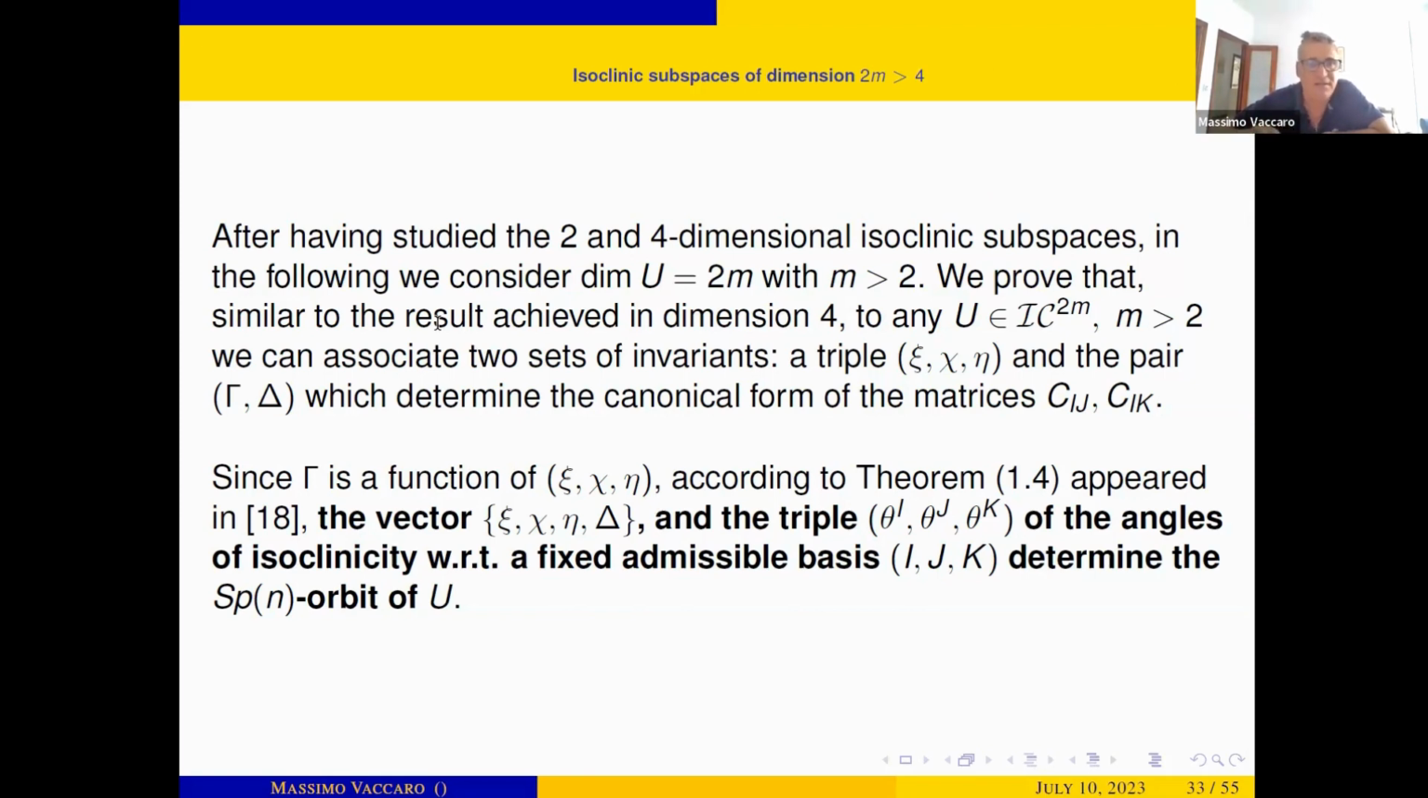So gamma is a function, as it was before, of K, C, K, and eta. According to the previous theorem, the vector K, C, eta, and delta, and the triple theta I, theta J, theta K, of the angles of isoclinicity with respect to a fixed admissible basis determine the SP orbit. This is what we prove.